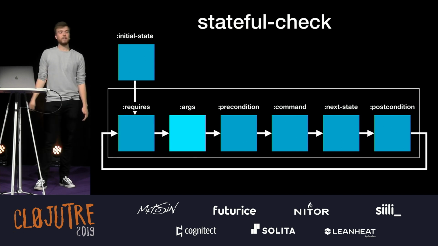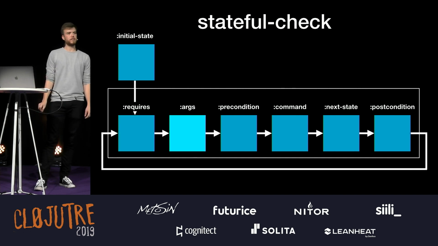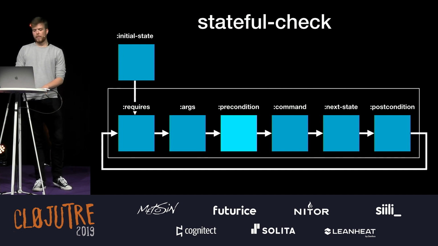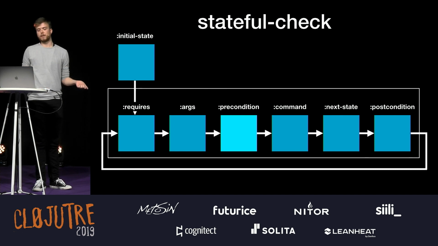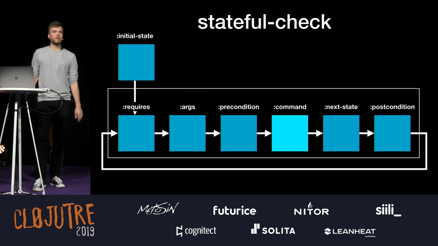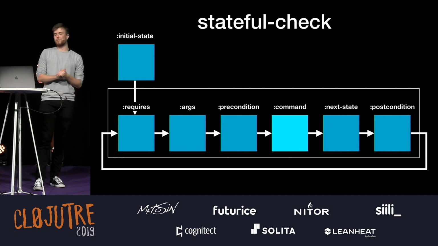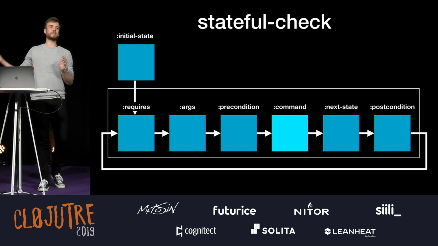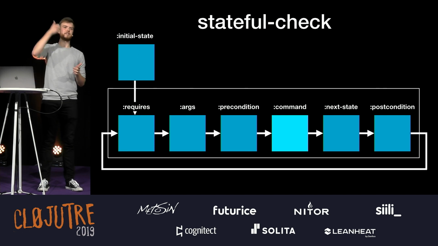The next step is the arguments step. It's where we generate the arguments for the command. And then it's the precondition, which is the same as the requires, only it also has access to the generated arguments. So we can choose to discard this command at this step as well. Now, conceptually, at least the way I like to think about it, the next step is the command step. It's where we actually run this operation against the system.